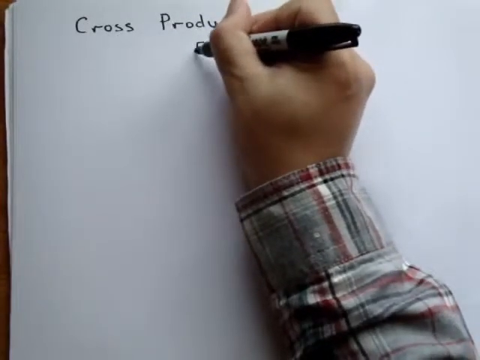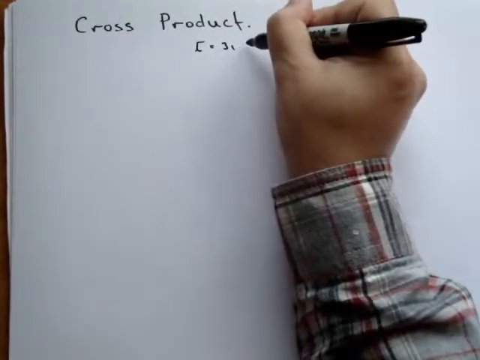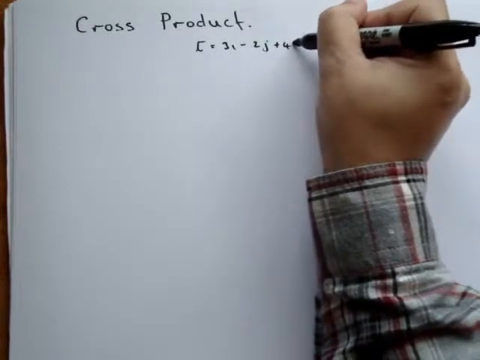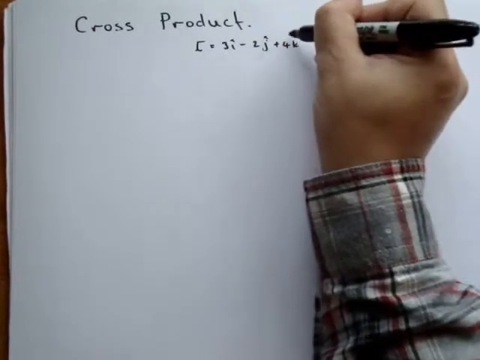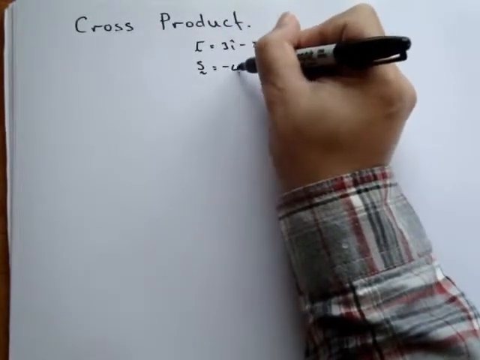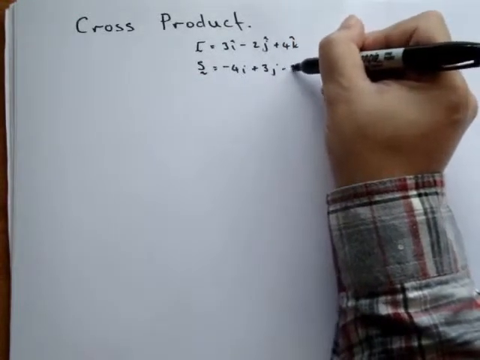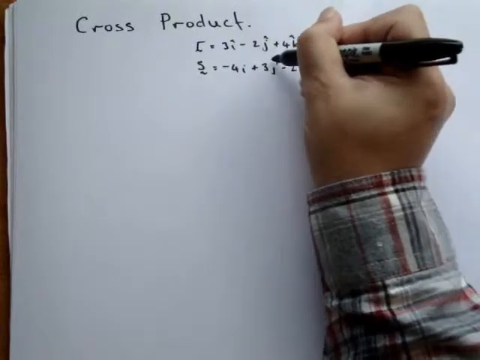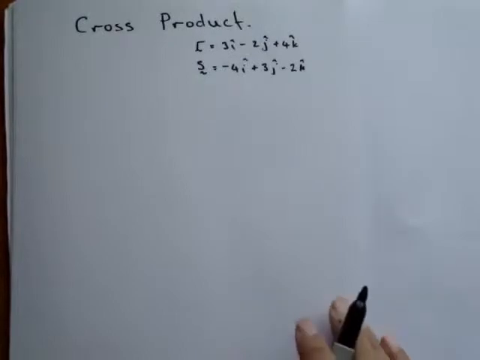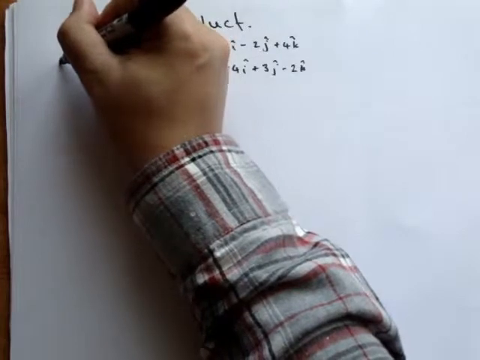Have a little practice with working out a cross product. So if we had the direction vector r equals 3i minus 2j plus 4k, and we had the direction vector s equals minus 4i plus 3j minus 2k. So we want to find the determinant, or the cross product. So first of all, we make a 3 by 3 matrix.